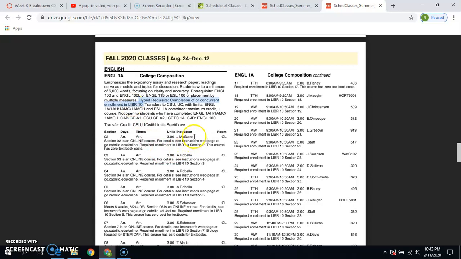You will have one instructor for English 1A and you will have a different instructor for Library 10. English 1A is always 3 units. Library 10 is always 1. They have to be taken together. Library 10 will always be offered online, even if your English 1A is offered in person.